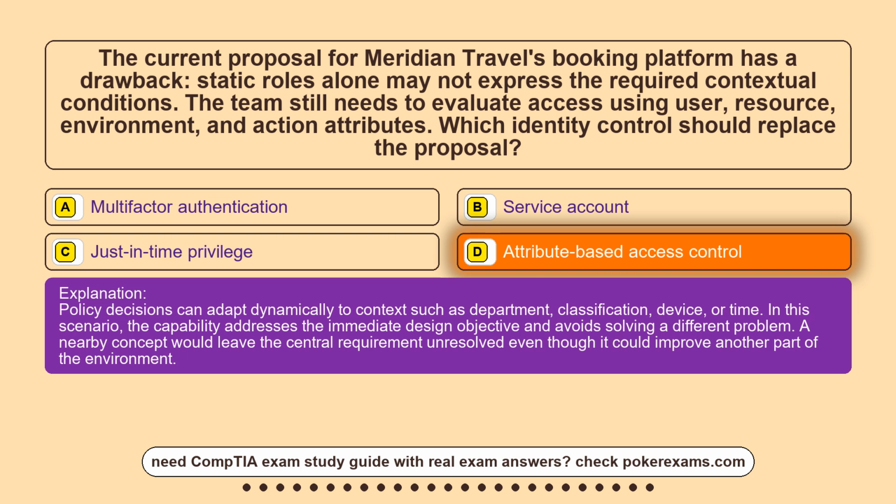Policy decisions can adapt dynamically to context such as department, classification, device, or time. In this scenario, the capability addresses the immediate design objective and avoids solving a different problem. A nearby concept would leave the central requirement unresolved even though it could improve another part of the environment.